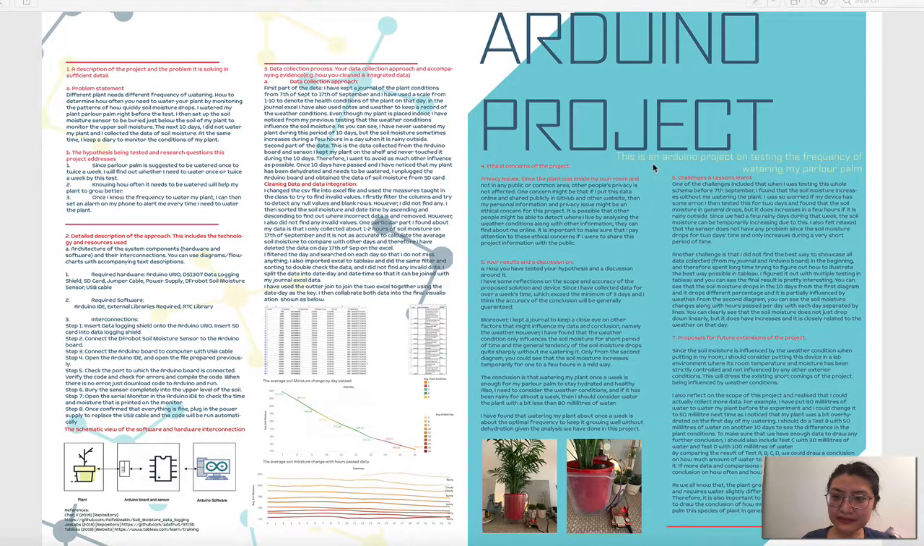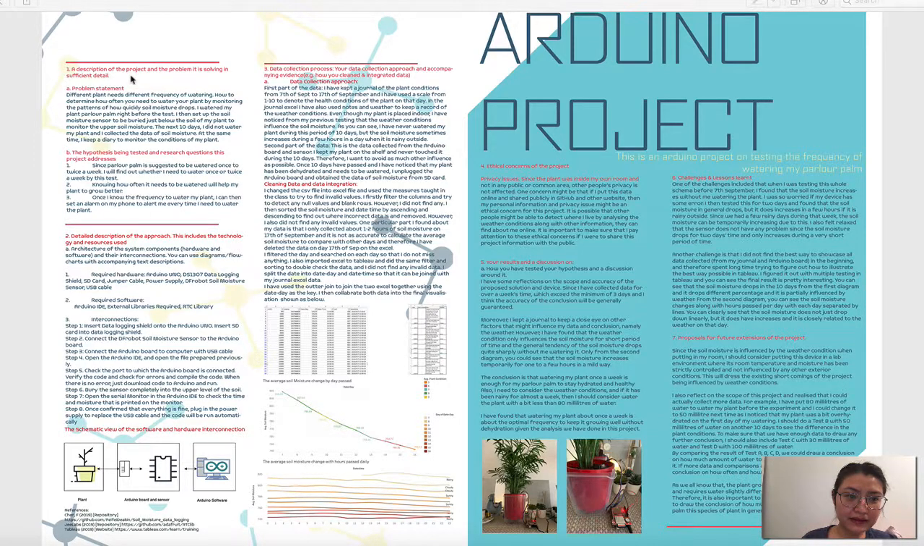So this project is on testing how often I should water my plant. And here is a description of the project. Different plants need different frequencies of watering. How do you determine how often you need to water your plant? By monitoring the patterns of how quickly the soil moisture drops after you water it.